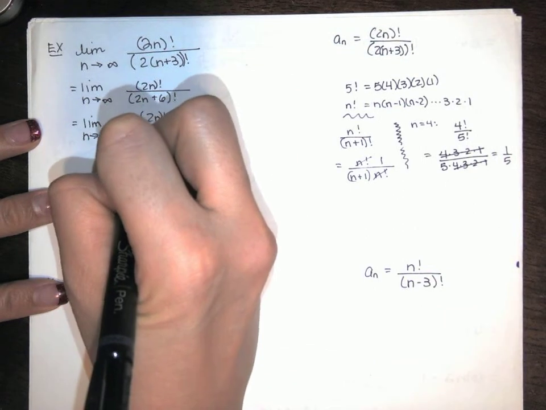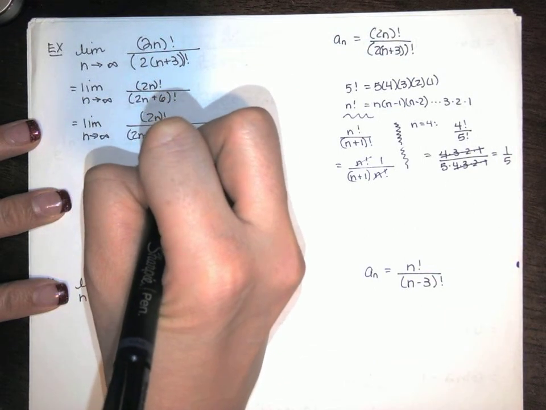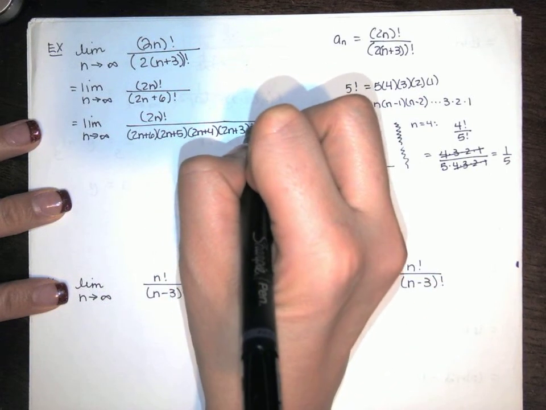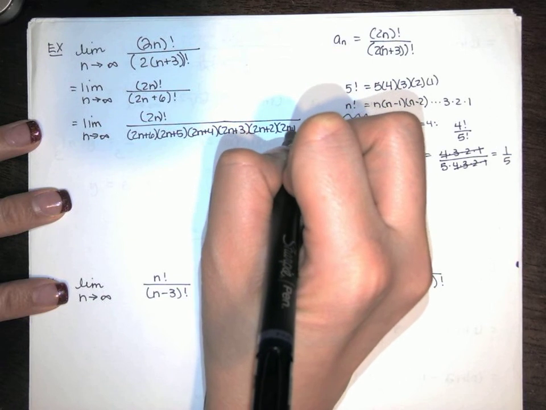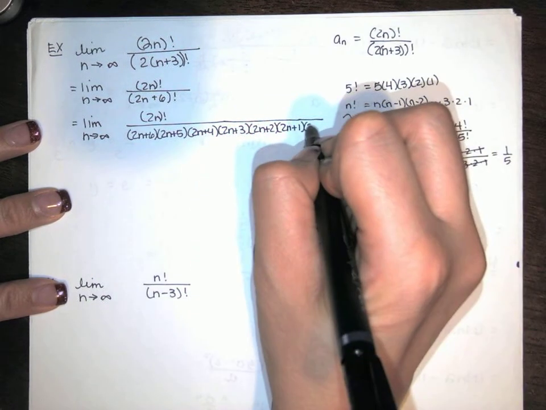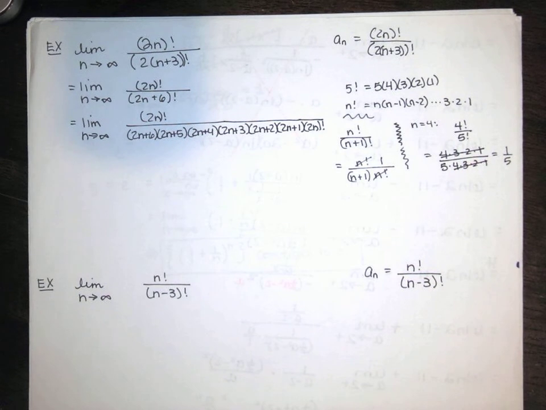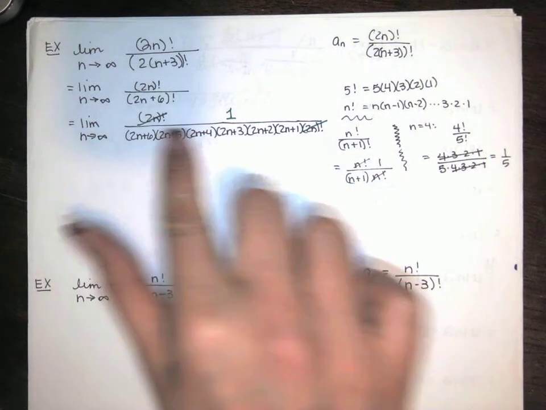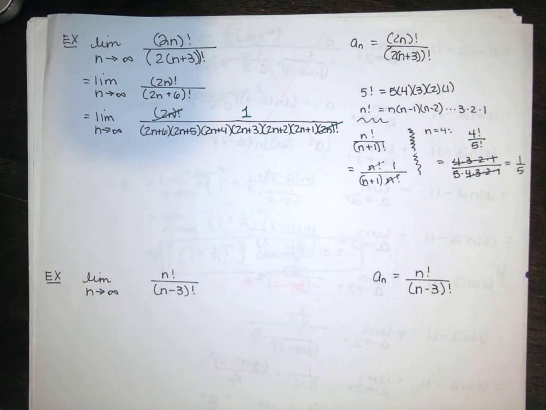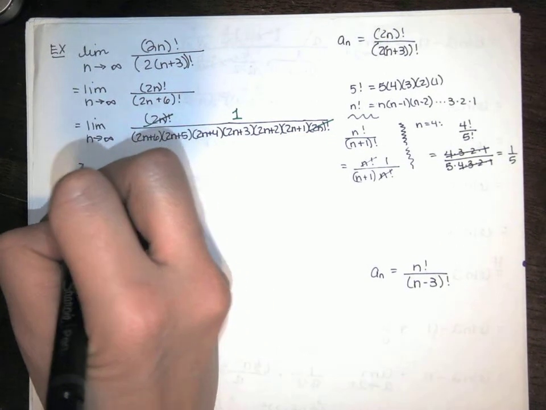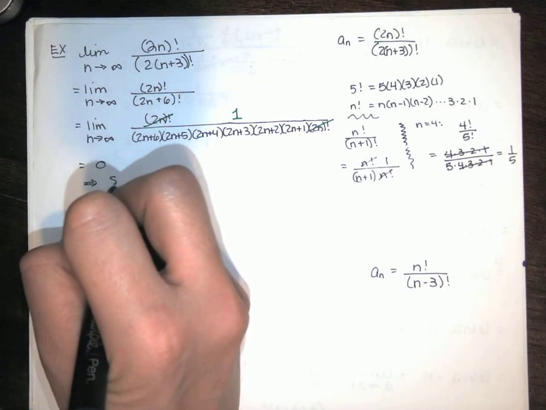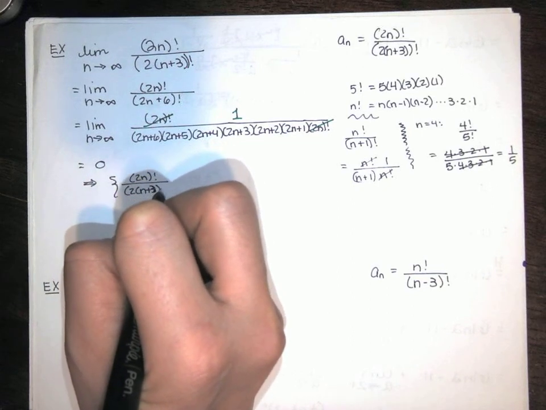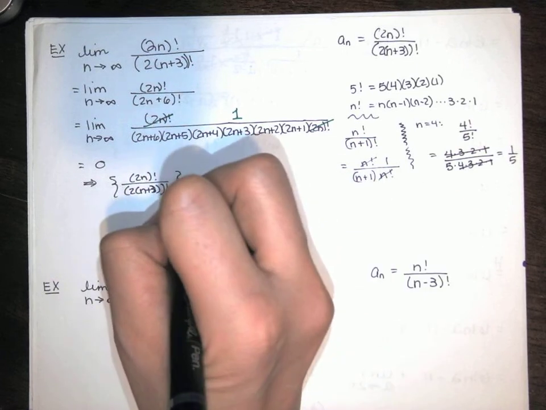In the denominator, I'm going to start with 2n plus 6, then multiply by 2n plus 5, then 2n plus 4, and 2n plus 3, and 2n plus 2, and 2n plus 1. Finally, 2n, and everything after that is 2n factorial. So those are going to reduce. Yay! So I have 1 over this. As n goes to infinity, that denominator is clearly getting very large as this numerator stays a 1. So we get 0. So that means our sequence, which looks like this, converges to 0.